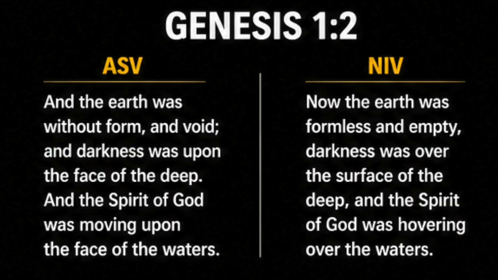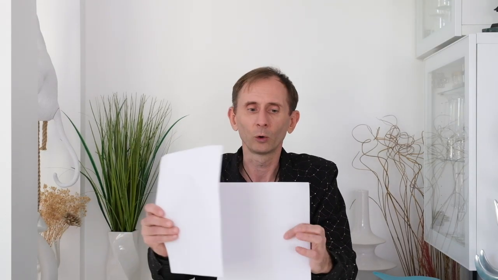Subtle observation. The verse does not say God created chaos. It says the earth was in that state. Simple takeaway: Genesis 1:2 shows the world begins in potential, not order. And God's presence is what brings structure.